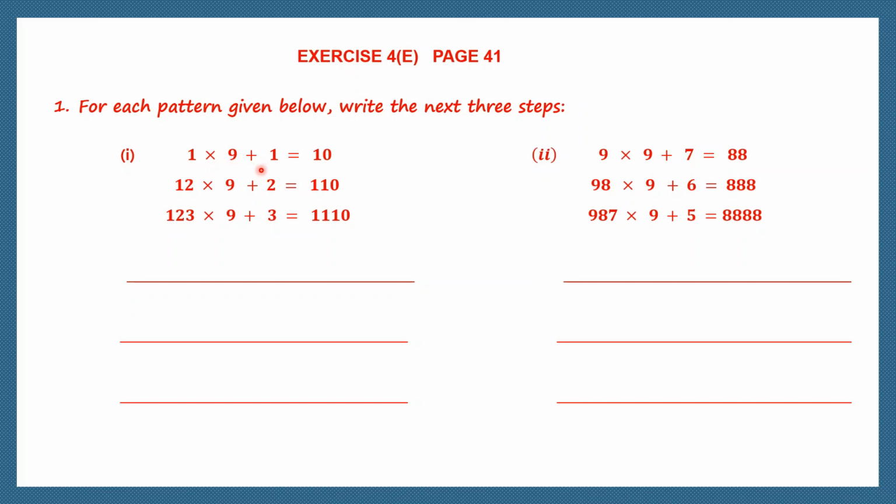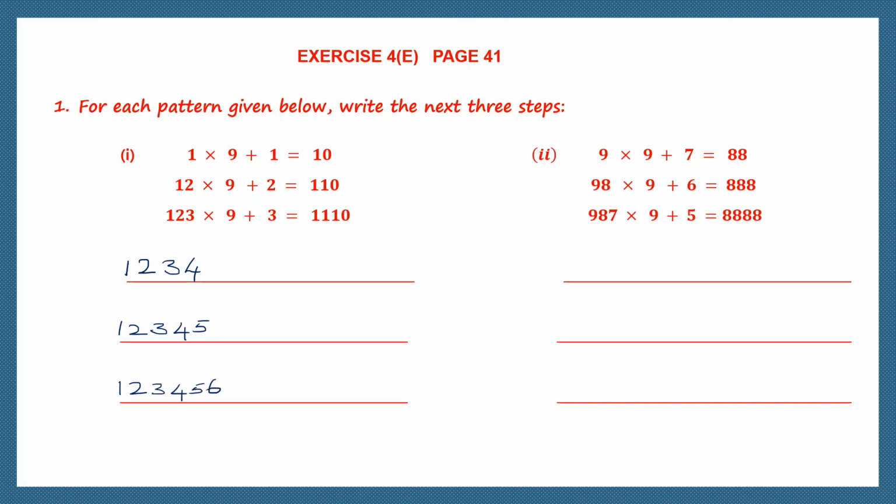1 into 9 plus 1 equals 10. The second step of the pattern is 12 into 9 plus 2 is 110. Now if you observe carefully, here we are starting with 1. Let's just follow this alone. 1, then we have 1 and 2, and then we have 1, 2, 3. So naturally the next one will be 1, 2, 3, 4. So the next one will be 1, 2, 3, 4, 5. The next one will be 1, 2, 3, 4, 5, 6.